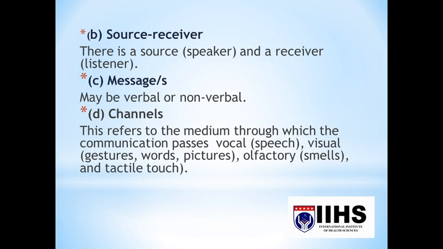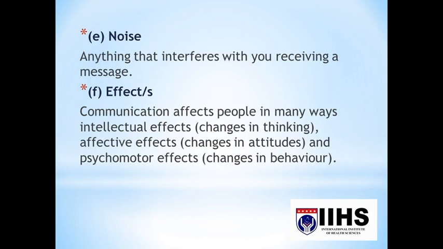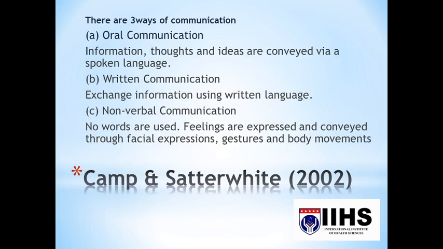Then source receiver, because there is a speaker and a receiver or a listener in communication. Then the message and the channel. And then there is noise effect in the communication system. According to Camp and Satterwhite, there are three ways of communication. They are oral, written, and non-verbal, where no words are used. Feelings are expressed and conveyed through facial expressions, gestures, and body movements.